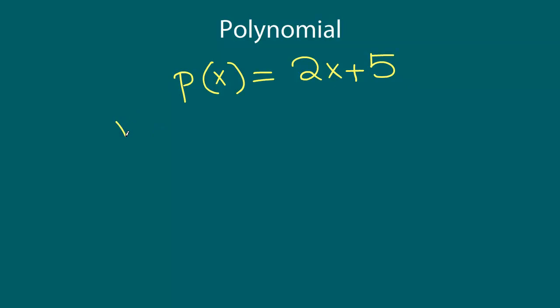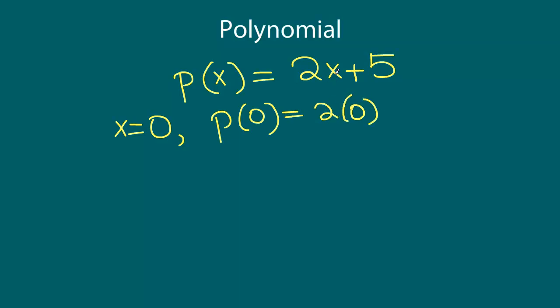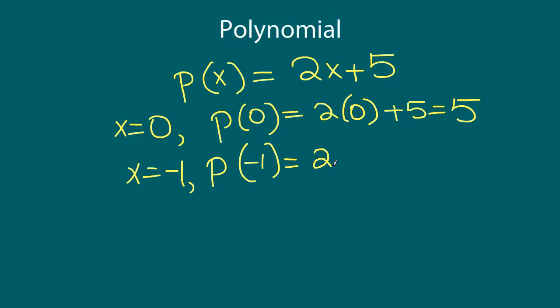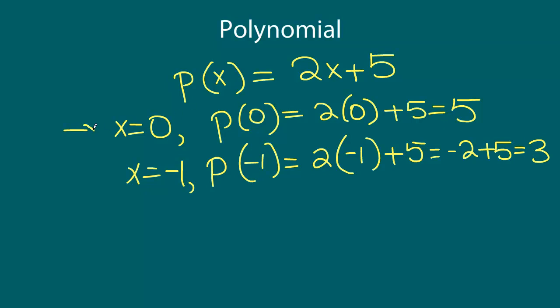So, for example, at x equals 0, our polynomial will be, wherever we have x, we'll replace that with 0, so this will simply be 5. Similarly, at let's say x equals minus 1, we will replace x with minus 1, so we have minus 2 plus 5, which is simply 3. That means as we change the value of the variable, the value of the polynomial changes.